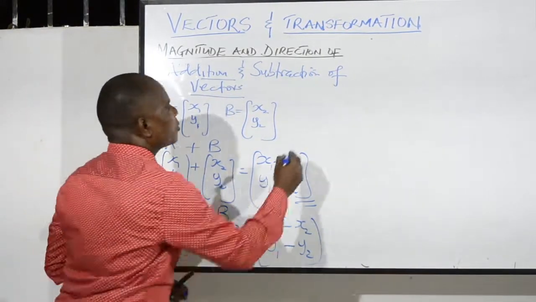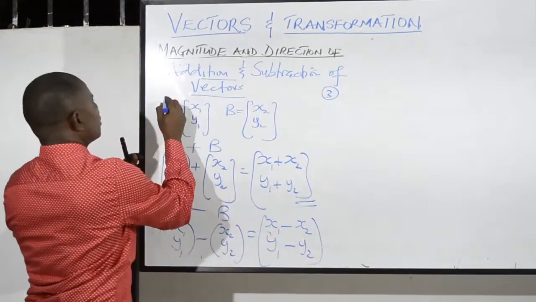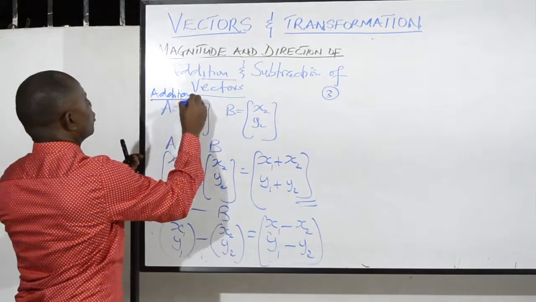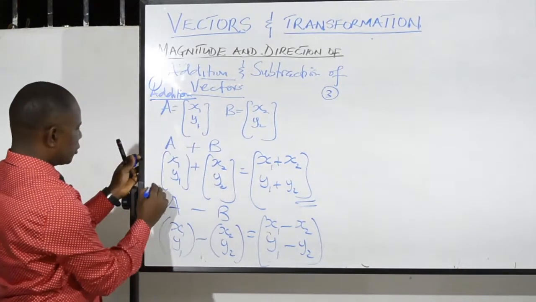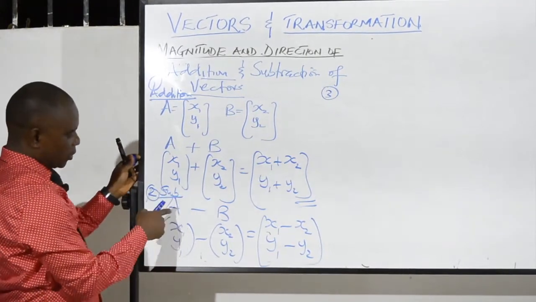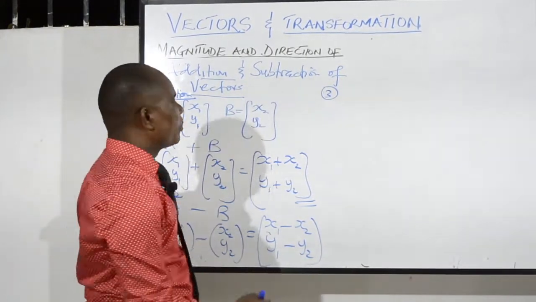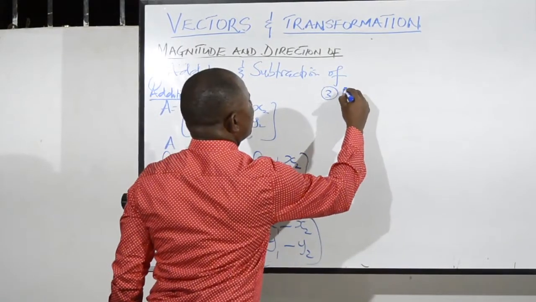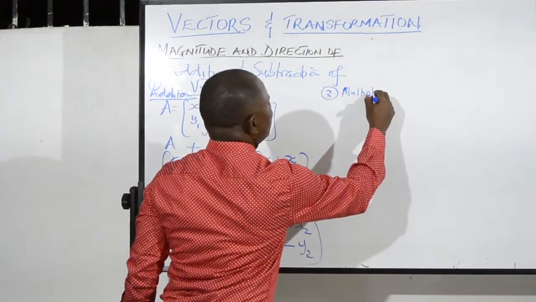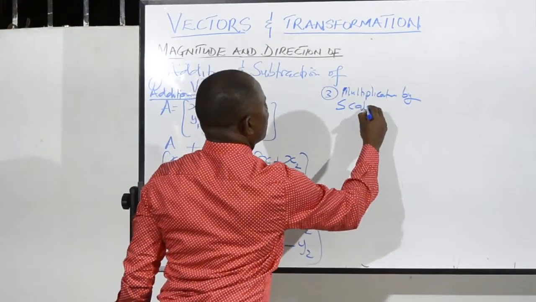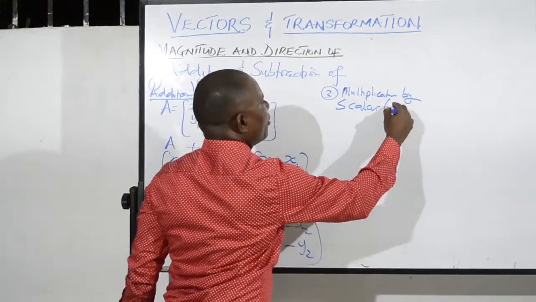Now we can also go to the third manipulation. This was addition, the first manipulation, and the second is subtraction. Remember, we subtracted. Now we also want to multiply by a scalar. If I have a scalar, that is, multiplication by a scalar, a scalar is just a number.